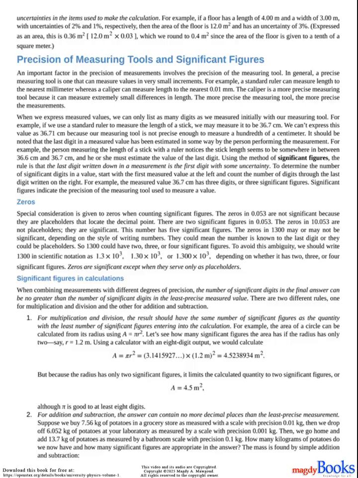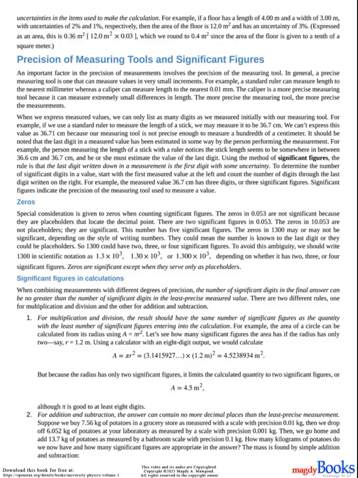A. Zeros. Special consideration is given to zeros when counting significant figures. The zeros in 0.053 are not significant because they are placeholders that locate the decimal point. There are 2 significant figures in 0.053. The zeros in 10.053 are not placeholders, they are significant. This number has 5 significant figures.